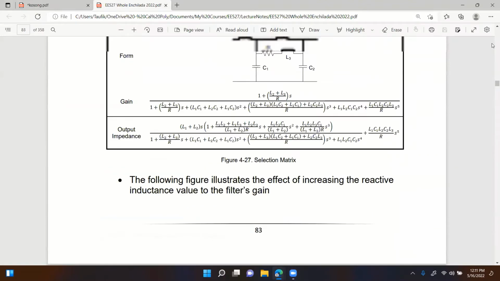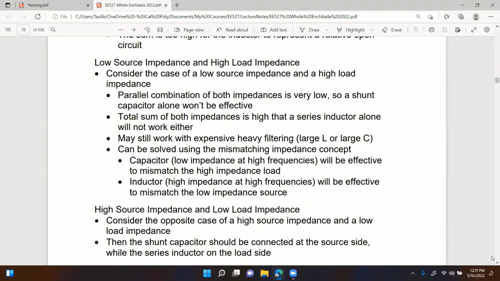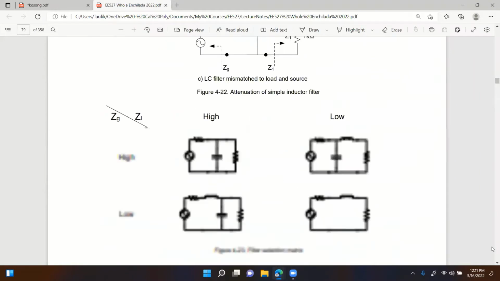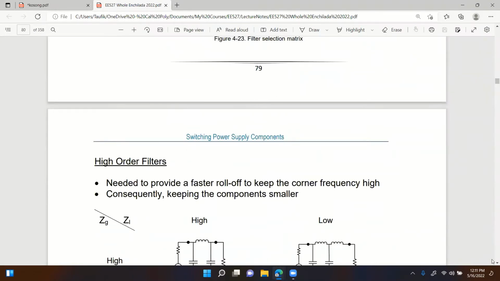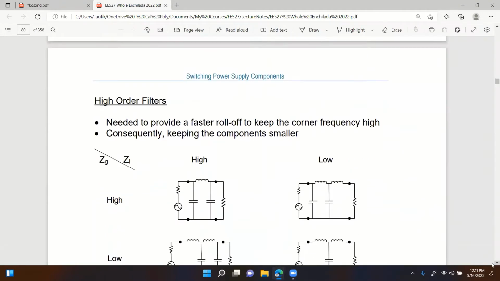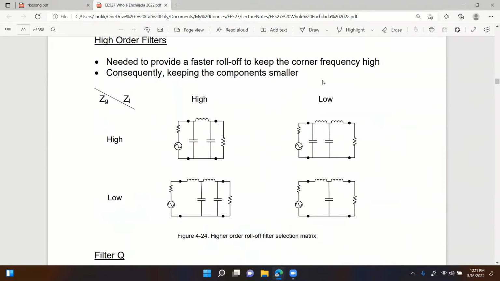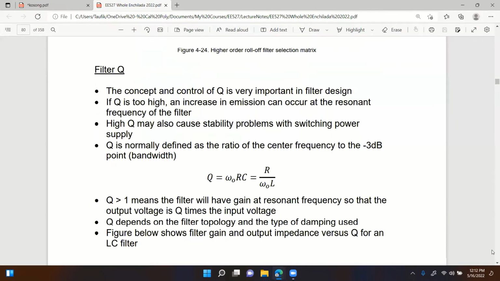What did we do 2 weeks ago? We started with the filters, right? There was a long discussion on filters. Oh yeah, I remember now. It's the matching method, right? We deliberately want to mismatch between input impedance and output impedance, right? If you are designing filters, we don't want maximum power to transfer from input to output. So that's why the mismatching method is important here.